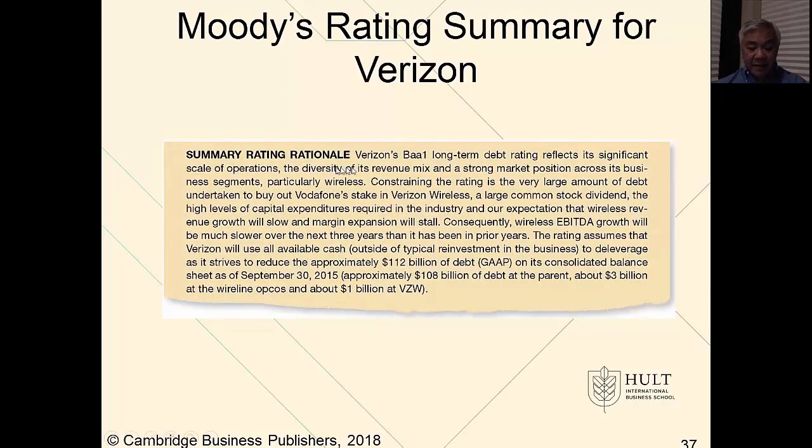Moody's rating, they have the summary here: we rated them Baa1 because of their scale, where they have some strong positions. However, and it just talks about their debt position, right? So it looks at some of the risk in one phrase, but it basically reflects the 5 components that we saw on the previous slide.